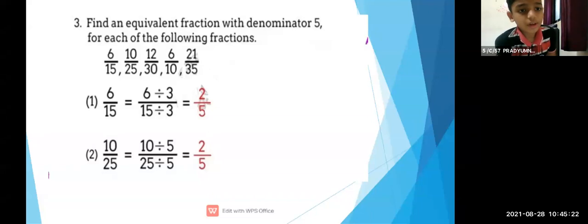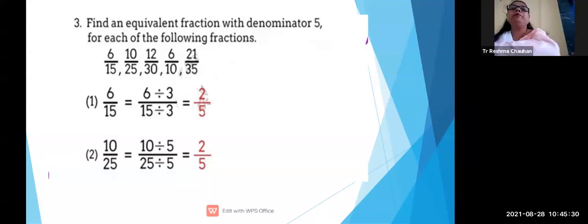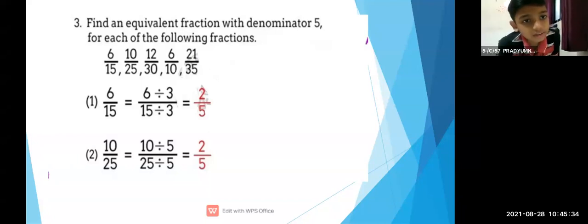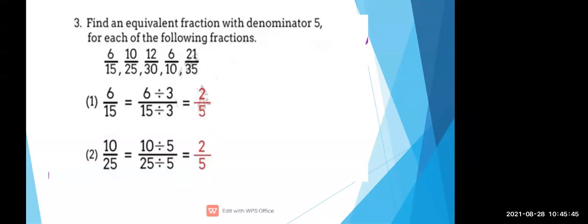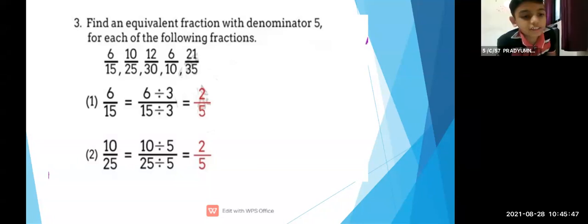Okay, read. Find an equivalent fraction with denominator 5 for each of the following fractions. Teacher, repeat one more time the question. Find an equivalent fraction with denominator 5 for each of the following fractions. Okay, very good. Mute yourself. Yes, teacher. Thank you, teacher.